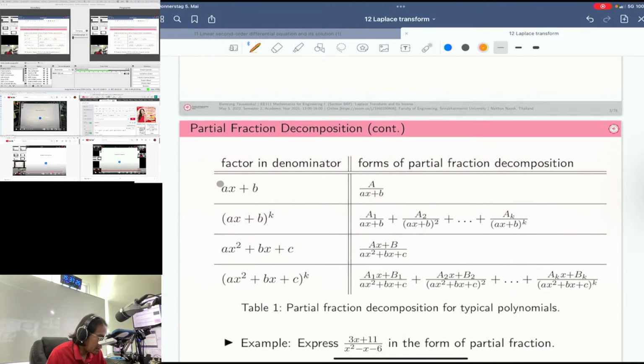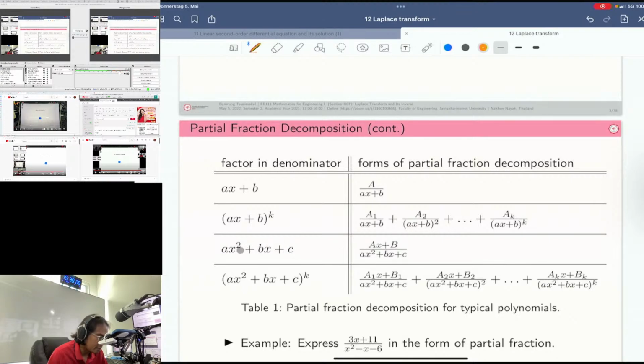Okay, if you have a form like ax plus b in the denominator, the partial fraction can be expressed as A divided by ax plus b. If you have the denominator (ax plus b) to the power k, it's going to be A1 over ax plus b, A2 over (ax plus b) squared, and so on, until the last one, which is (ax plus b) to the power k.